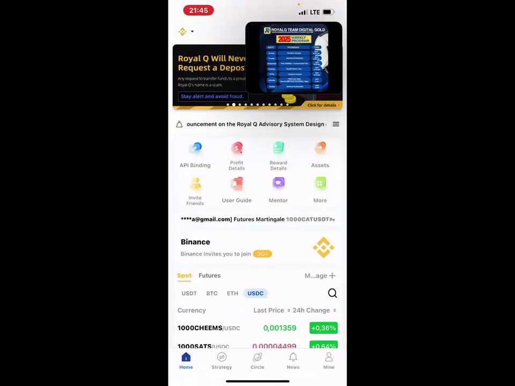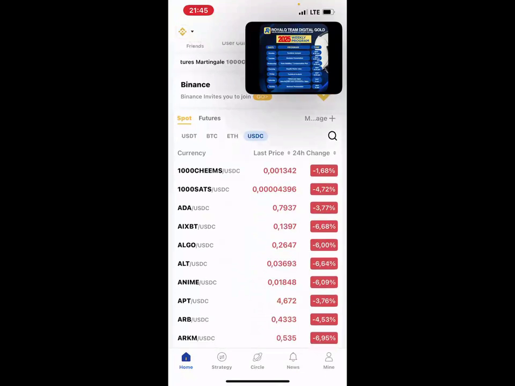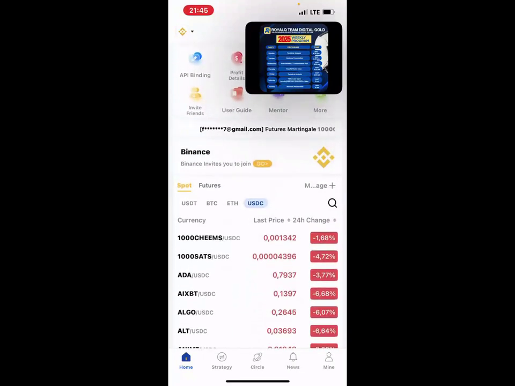So let's open our, this is our Royal Q platform, the interface. So I can pick any pair from here, and we'll use that as an example, and we go through all of the indicators that are really relevant and that work.